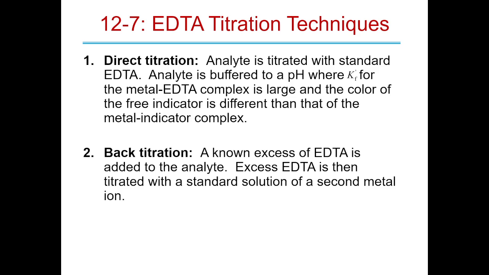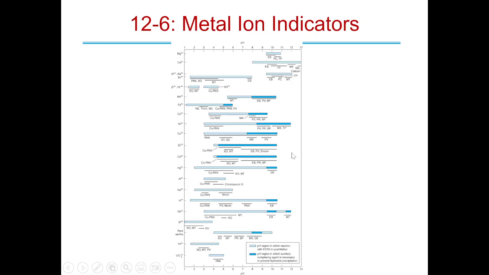By the way, this is one of the methods you can use if your indicator is not giving you color, like you can't find one for your metal here that gives you a good color change. What you do is you put in a known amount of excess EDTA, and then you back titrate using a metal here that gives you a good color change with that indicator. Can you see that? Fantastic.